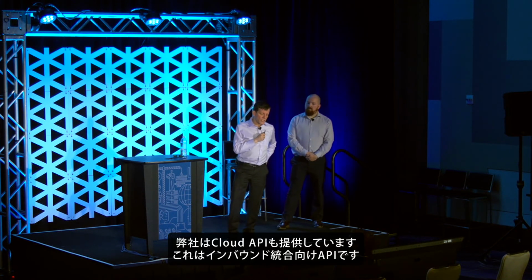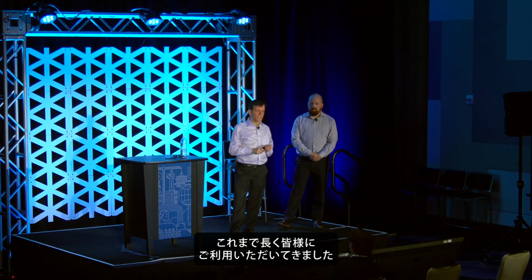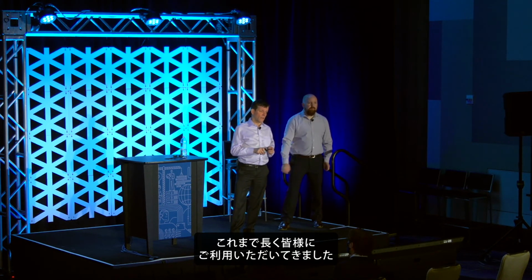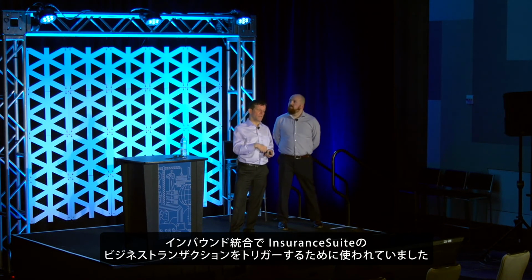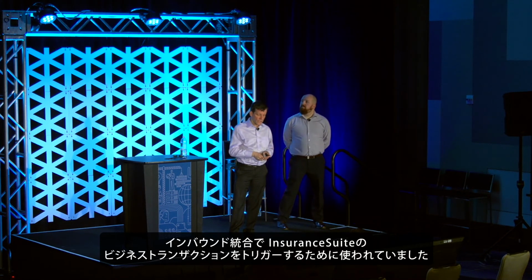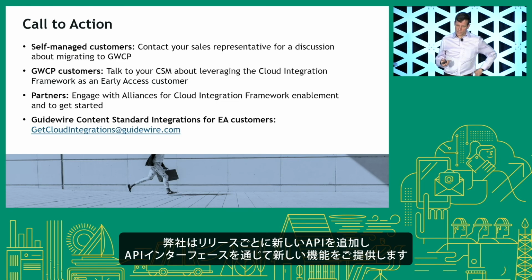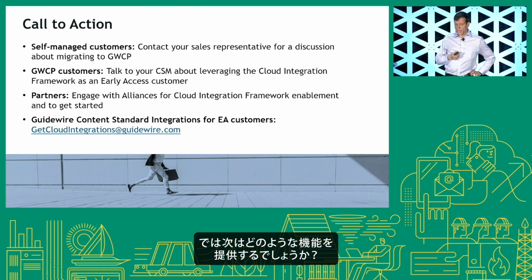Oh, I should also mention that we have the Cloud API, which is for our inbound integrations. So this has been generally available for a long time, and this is what's used to trigger different business transactions in InsuranceSuite. And with each release, we're adding new APIs to expose new functionality through the API interface. So, all right, what happens next?